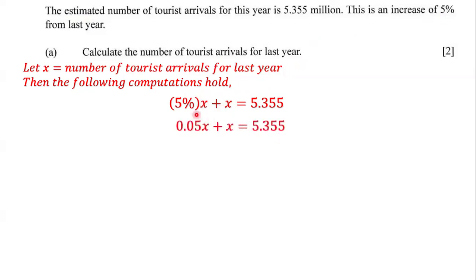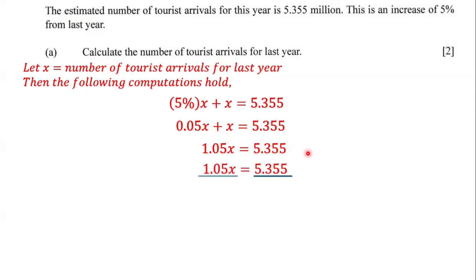Indeed, 5% written as a decimal is 0.05. And so we have 0.05x plus x is equal to 5.355. Next, we add: 0.05x plus 1x is equal to 1.05x. So 0.05x plus x is equal to 1.05x, and we set that equal to 5.355.